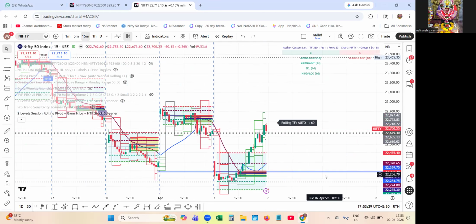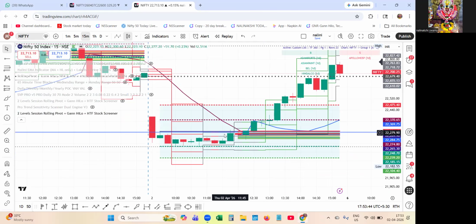Okay. See, it automatically plots these levels, catching the initial 15 minutes, this one, pivots, and it automatically plots this is the pivot. See where it is. 22,283 is the pivot. And this is the R1, R2, S1 and S2. They are color coded. You can make out that.